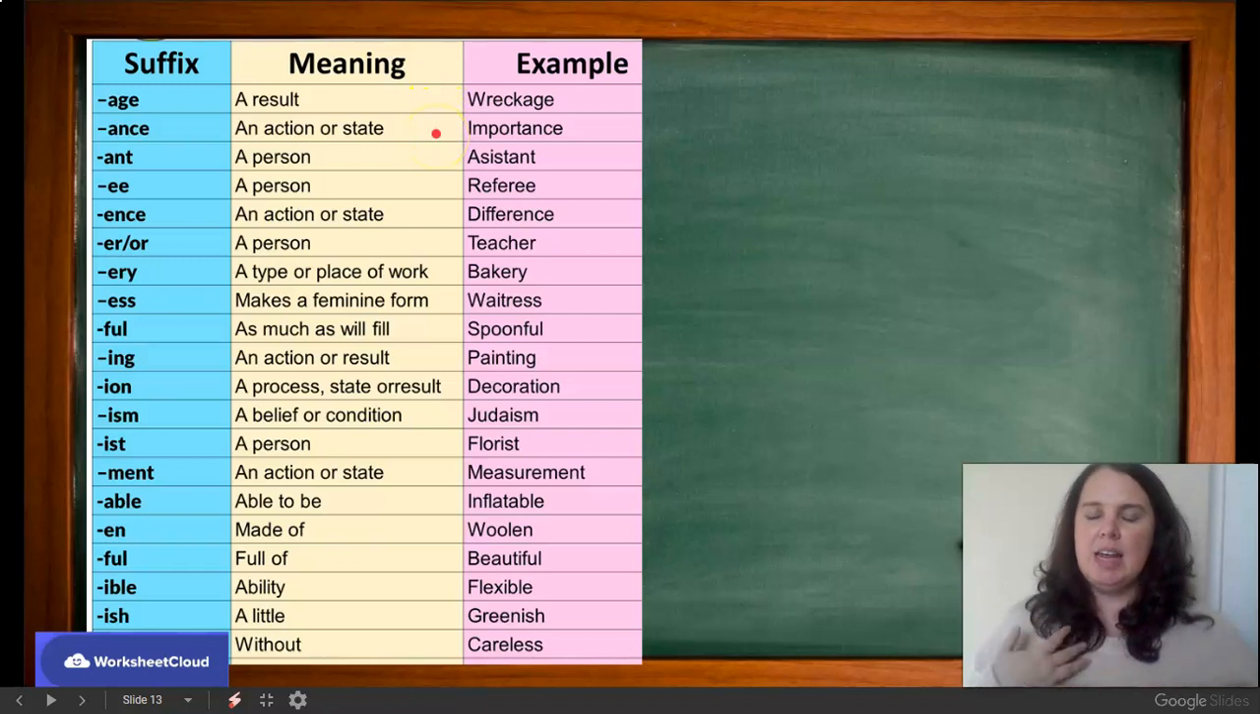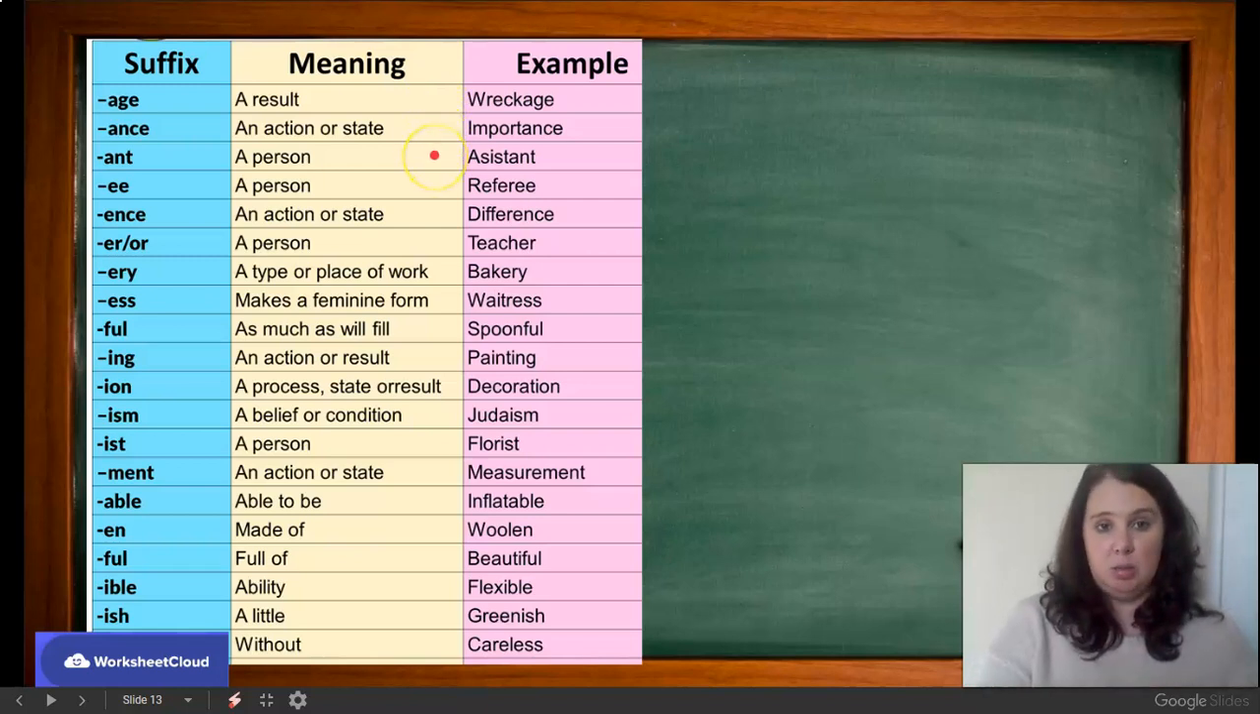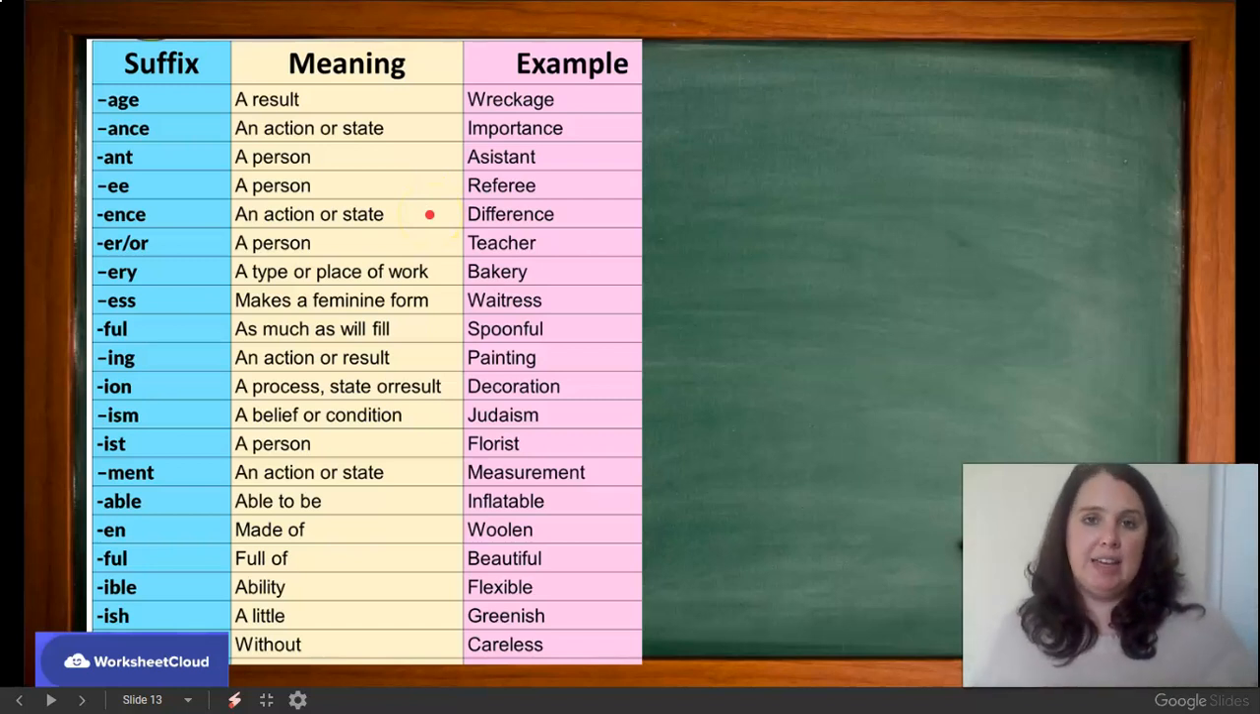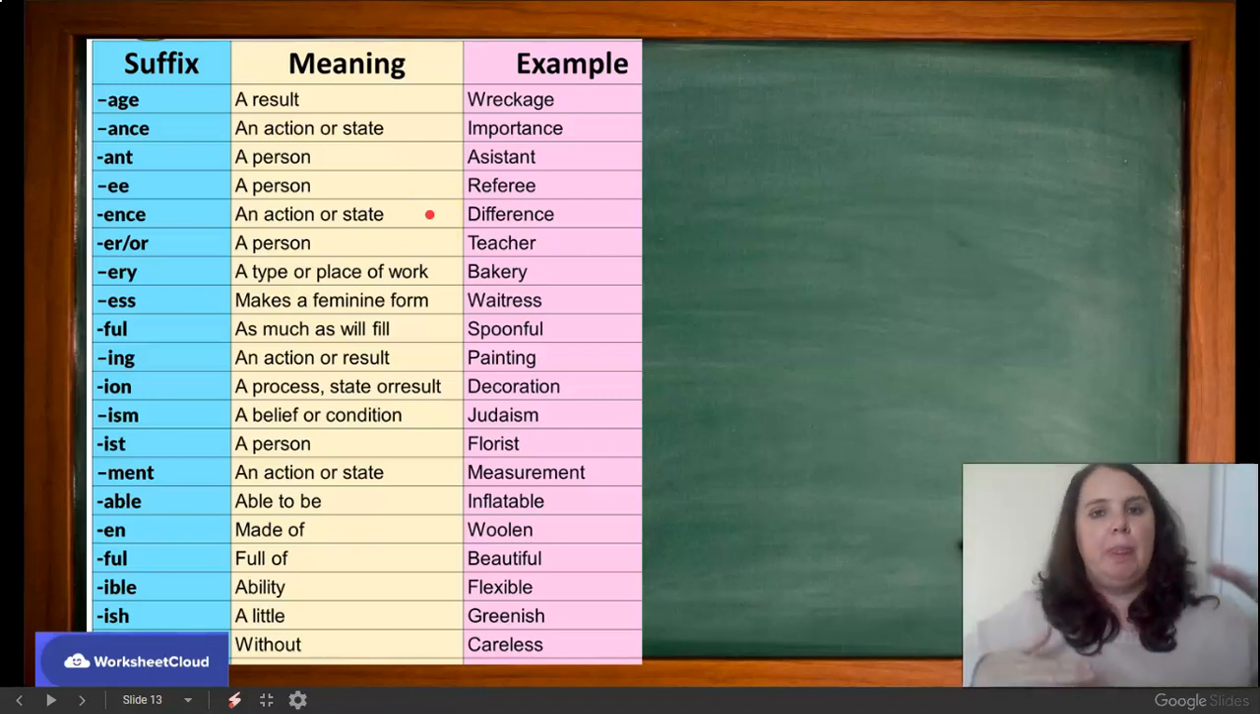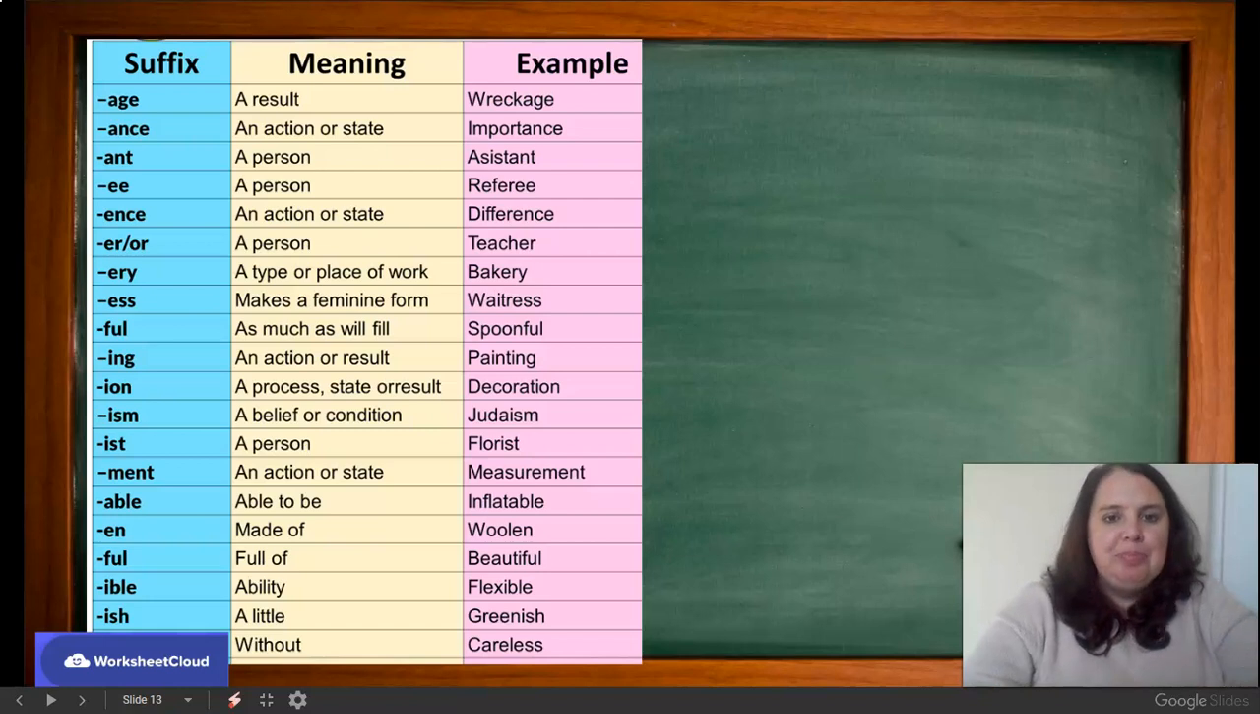Importance, that's an action or a state of importance. An assistant is a person. A referee is a person. Difference is an action or a state. So the difference between something is the state between them.